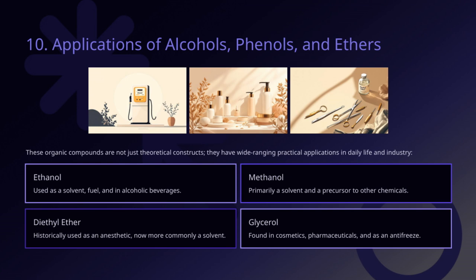Lastly, ethanol is perhaps the most familiar. It's used in beverages, but also as a solvent and in many industrial applications. These examples really highlight how these organic compounds are not just theoretical concepts. They have widespread, practical roles in our daily lives and in various industries. They exemplify the importance of understanding organic chemistry beyond the classroom, showing its real-world relevance.